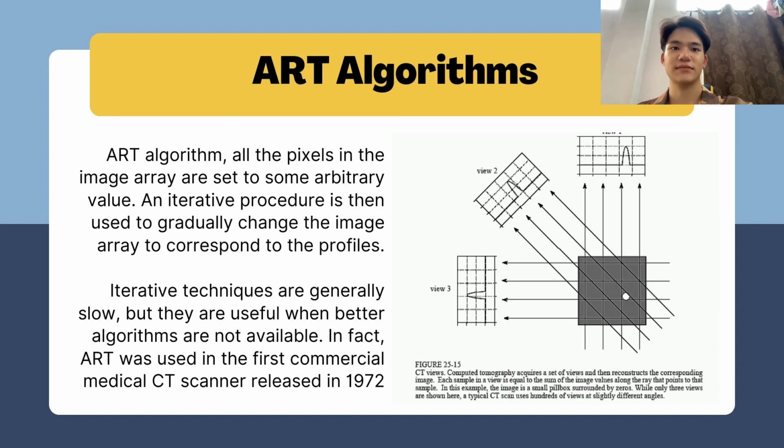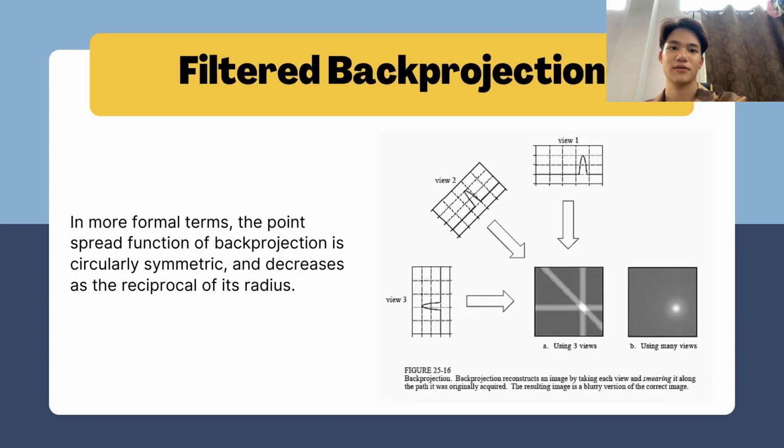In ART algorithms, all the pixels in the image array are set to some arbitrary value. An iterative procedure is then used to gradually change the image array to correspond to the profiles. Iterative techniques are generally slow, but they are useful when better algorithms are not available. In fact, ART was used in the first commercial medical CT scanner released in 1972.